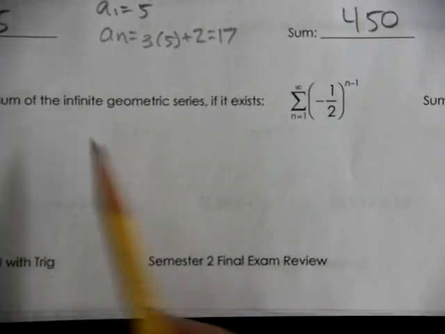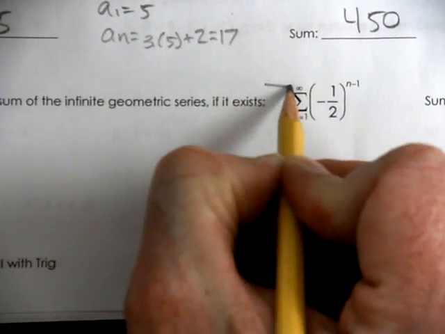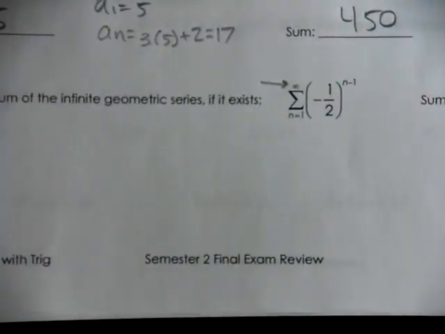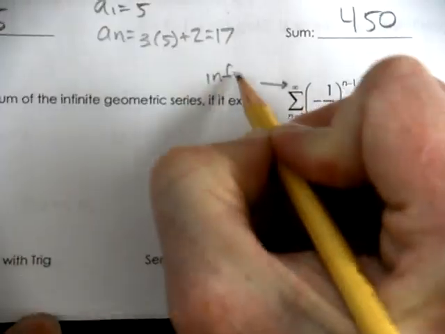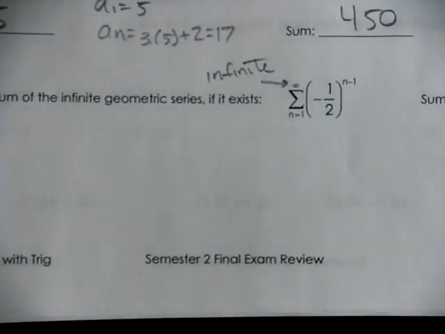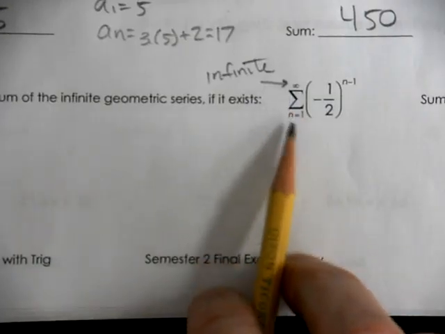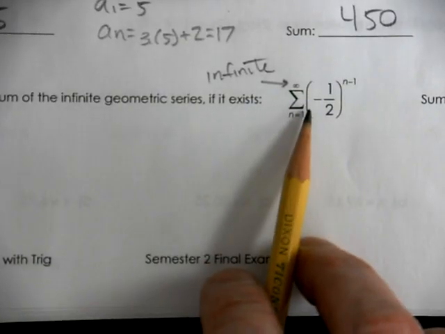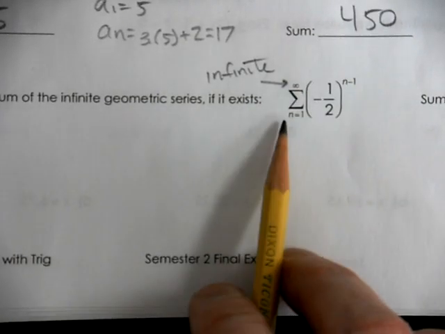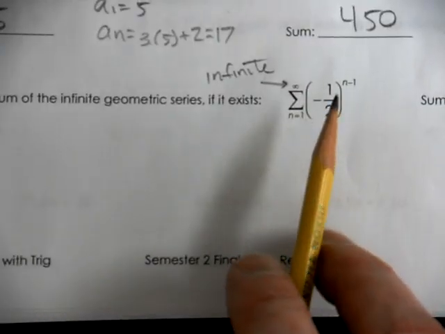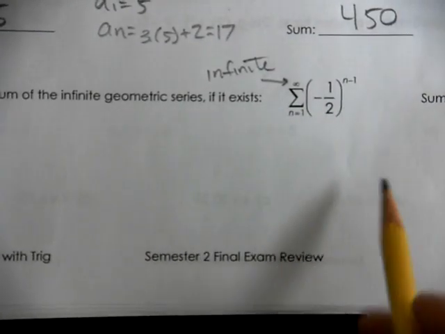This is infinite. So how we know this is infinite is we're looking here at that term there. That is infinite. That means this series goes on forever. You're going to plug in a 1 for the first term, you're going to plug in a 2 and a 3 and a 4, and it goes on forever. But there is a total sum.